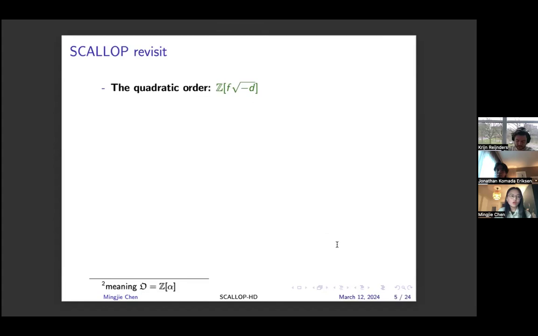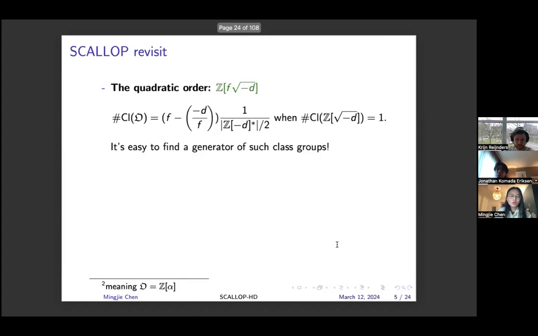First, the quadratic order used, as I have already said, is the order generated by adjoining f times the square root of negative d. The reason it's easy to find a generator of such class groups is that there is a very explicit formula for computing the class number, which is given as the formula here.